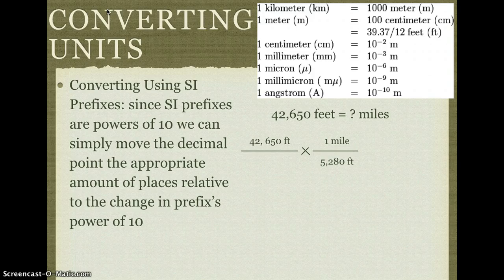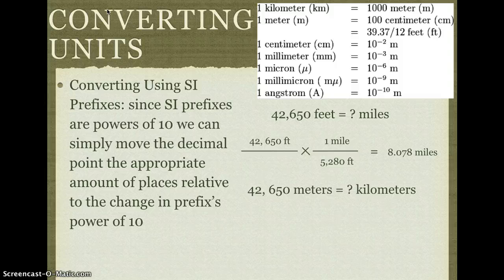Now hopefully what you'll see here is as we multiply fractions, you multiply the numerator straight across, the denominator straight across, and on the top and on the bottom you're going to have feet, which means that those will both cancel out, and we end up with 8.078 miles. Now that's the old method of converting feet and miles. Feet and miles are what we're used to.